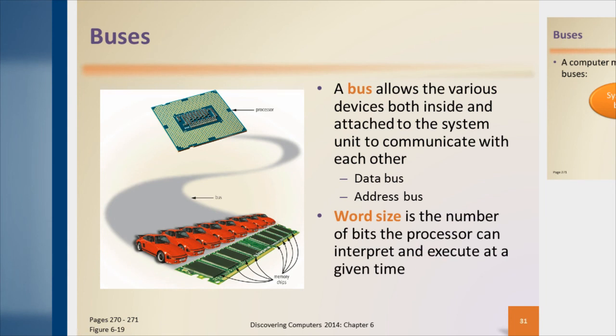Now, when we plug these devices into the computer, they have to be able to talk to our CPU. They have to be able to communicate with memory and things like that. That's where this idea of a bus comes in. A bus allows the various devices both inside and attached to the system to communicate with each other via data buses, address buses, etc. The width of that bus, or how much data we're able to process over a unit of time, is referred to as the word size.